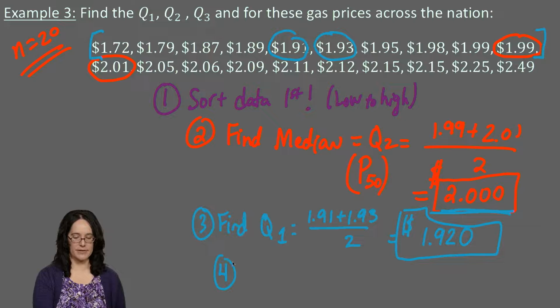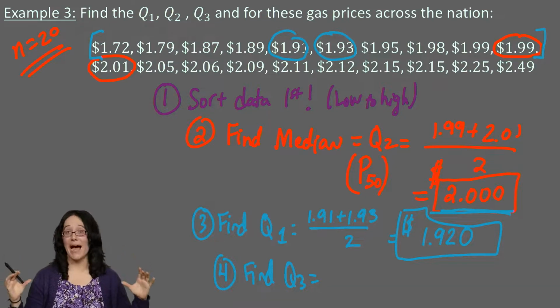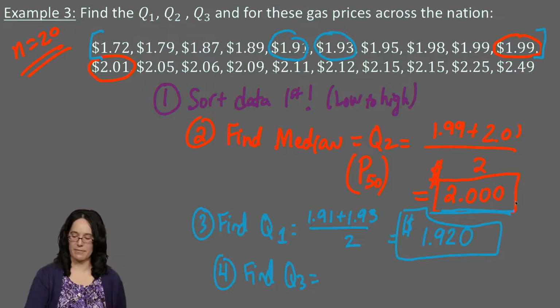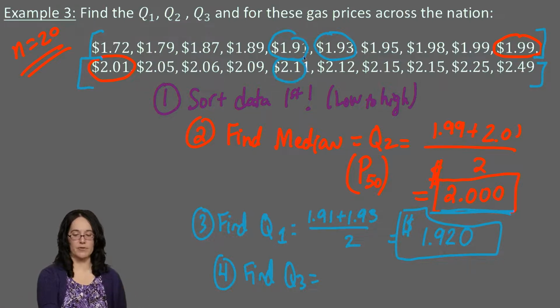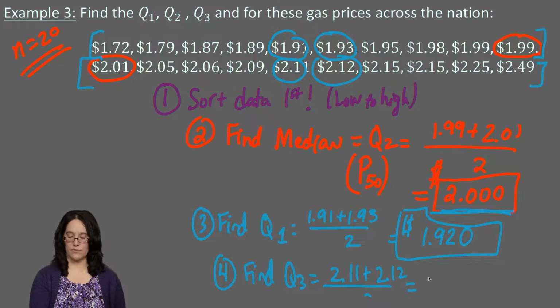Last step, find quartile 3. How did you find quartile 3? Yeah, that's right. You wanted to take the median of the upper half of your data values. So above the median of $2, that would be the 201 all the way to 249. So we again go to the halfway point, the 5th value there of 211, and the 6th value of 212. So 211 plus 212 divided by 2 should give you 2.115 exactly, right?